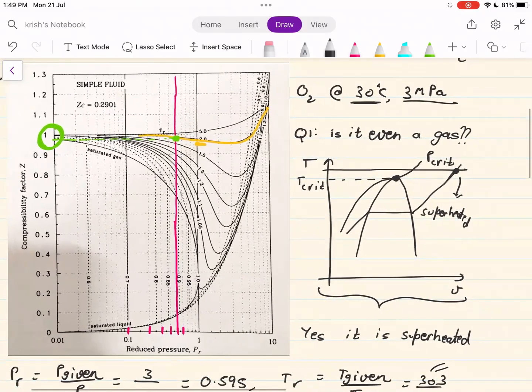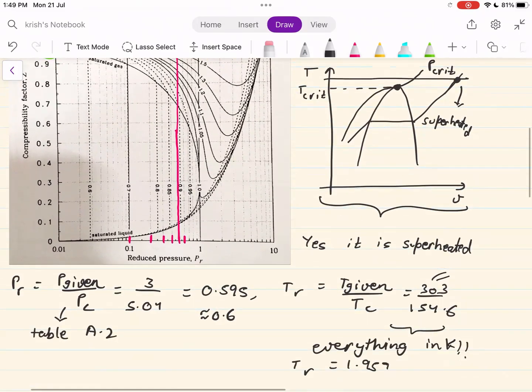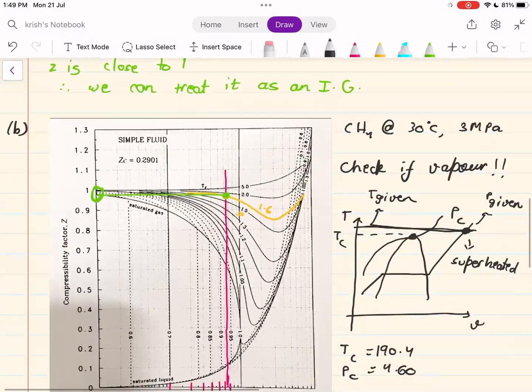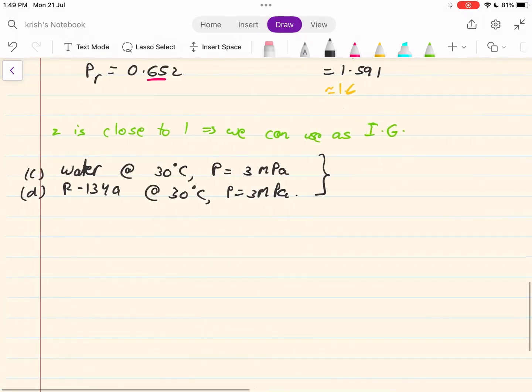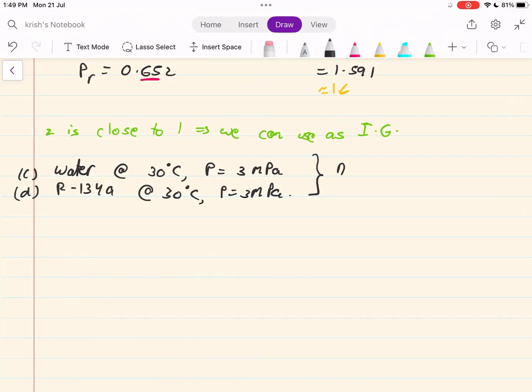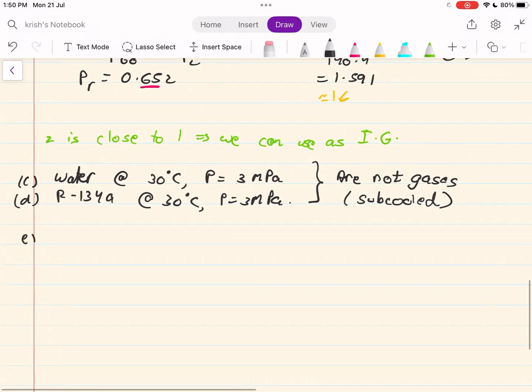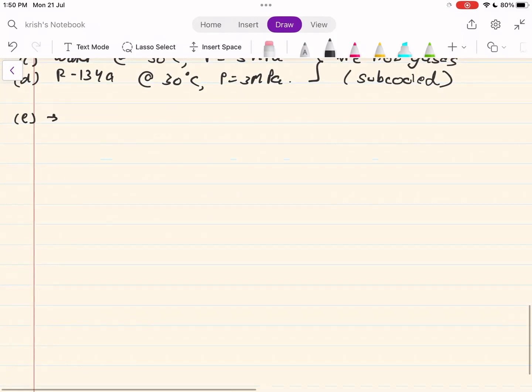You know, find if it is a gas. If it is a gas, use this graph and see if Z is close to 1. So, you will find that these two are not gases. They will come out to be subcooled liquids. So obviously you cannot use ideal gas on them. Part E I'm leaving as your homework, and let's move on to the next question.